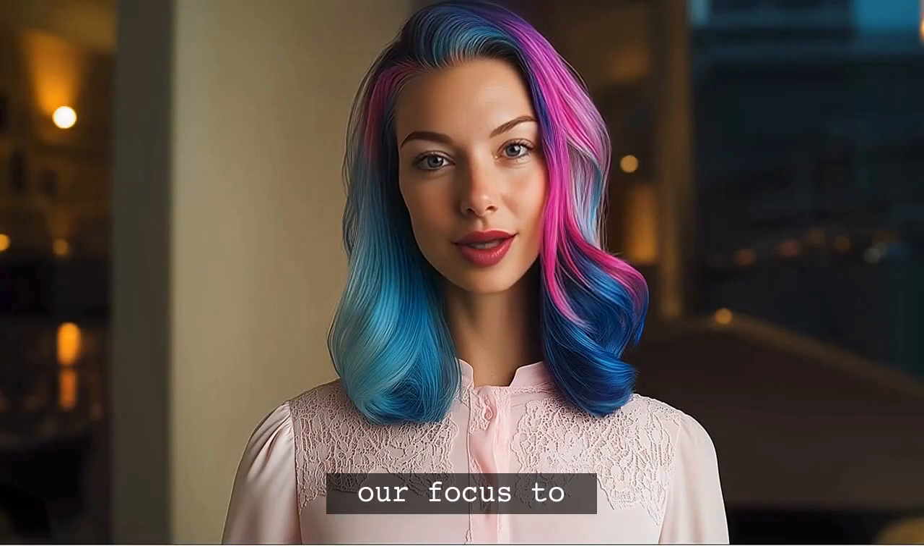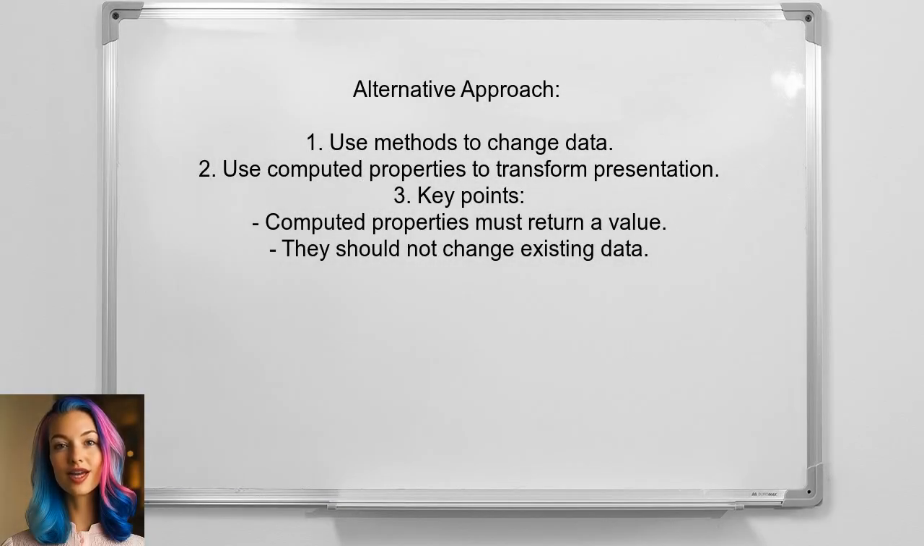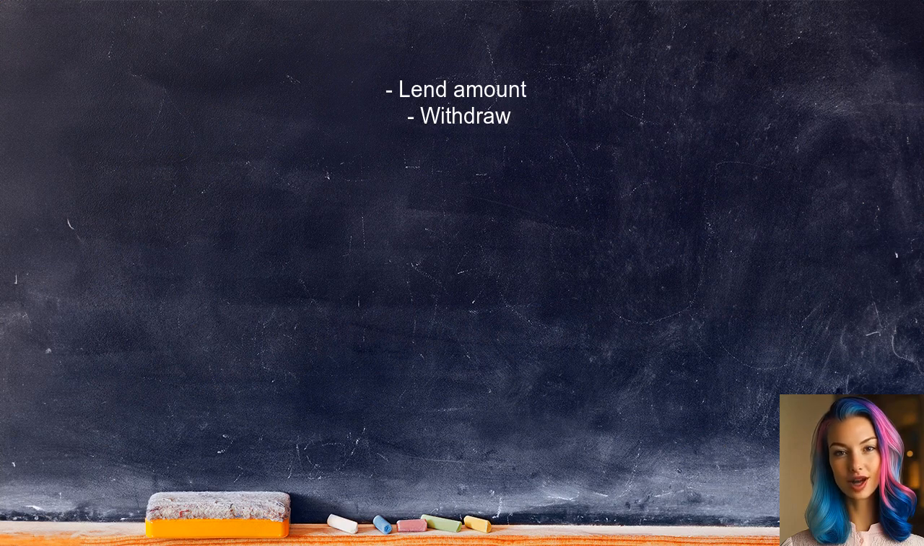Now, let's shift our focus to a different response. This user clarifies the difference between methods and computed properties in Vue. They explain that methods are used to change data, while computed properties are for transforming the presentation of existing data. It's important to remember that computed properties must always return a value and should not alter the original data. In their example, they illustrate a simple financial system with cash, bank account, and debt. The computed properties recalculate values based on changes, while methods execute every time they are called, regardless of the result.